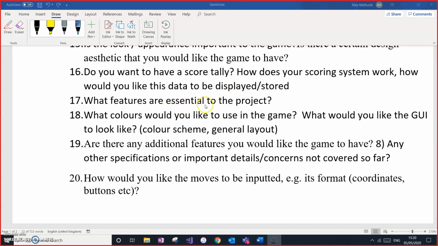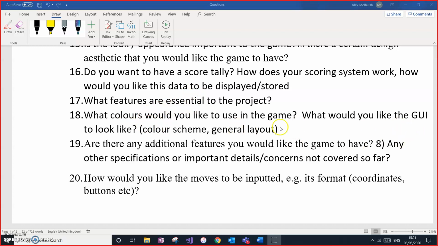What features are essential to the project? Well, I think hopefully I've clarified most of those already, in terms of it being a basic version of the tic-tac-toe game, with the inclusion of all the little add-on features that I've mentioned in this first part of the interview. Okay, so number 17 done.